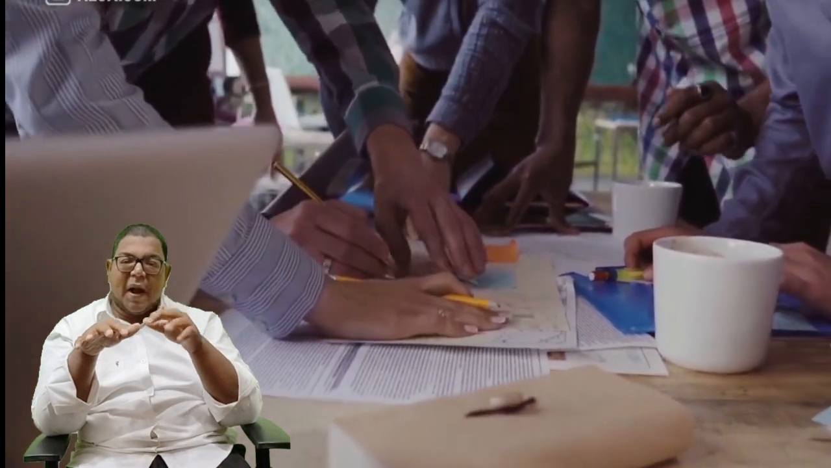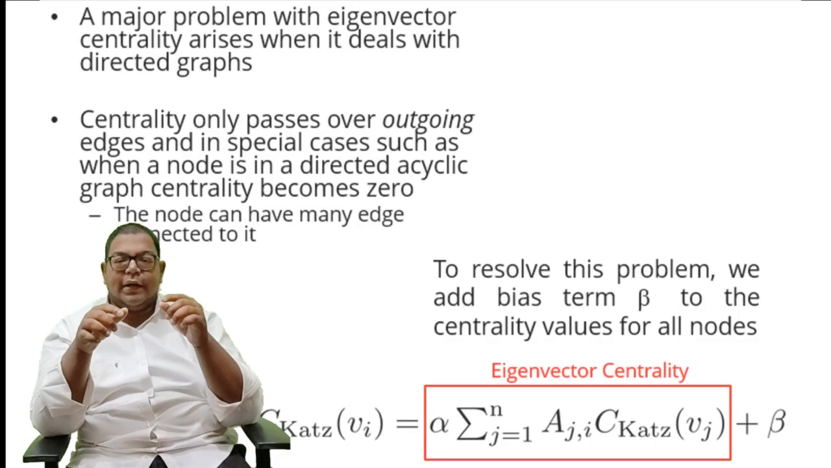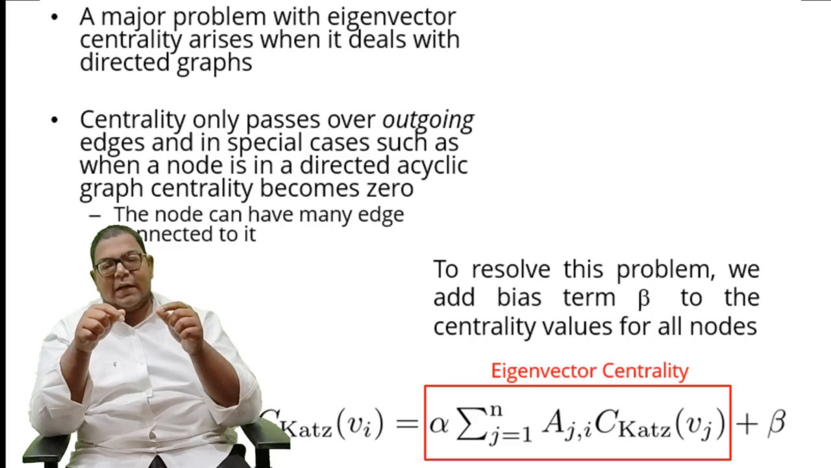So now, is this fine? Are there any problems with this? Let's see. The major problem with eigenvector centrality is when it deals with directed graphs. The centrality is only passed along the outgoing edges. This is problematic in networks like citation networks or hierarchical organizations. Only when there are outgoing edges is the centrality passed to its neighbors. And in some special cases, when the graph is a directed acyclic graph, centrality becomes zero even though many edges are connected to it. So this problem has to be handled.